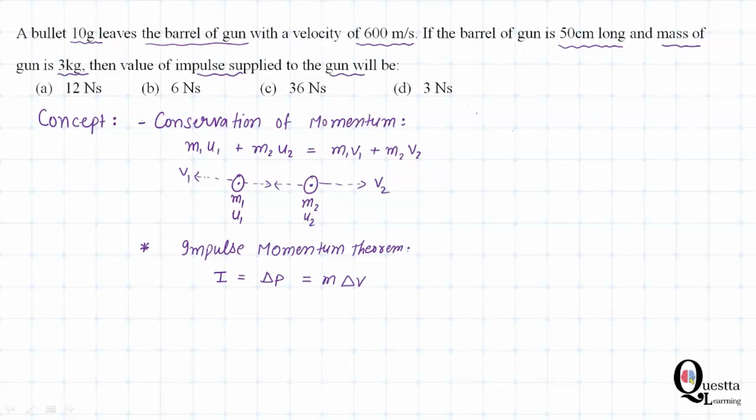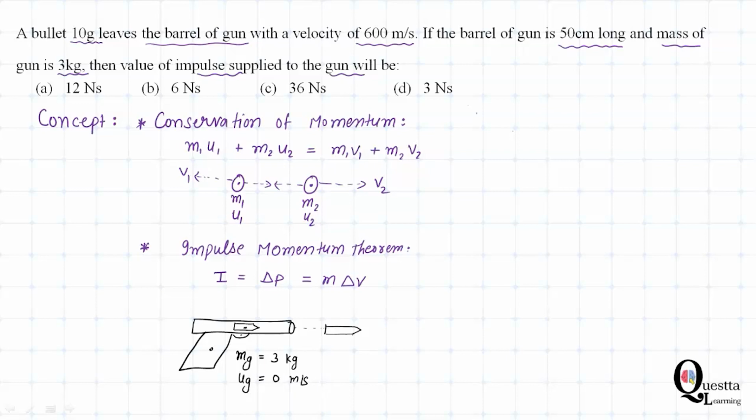So we will use these two concepts to solve this question. Here we have been given a gun. So let's try to draw a gun here, and let us consider that here we have a bullet, and then this bullet is fired from this barrel, and here it comes out with some velocity. So here we will write that mass of the gun is given as 3 kg and initial speed of the gun is 0 since it is at rest.